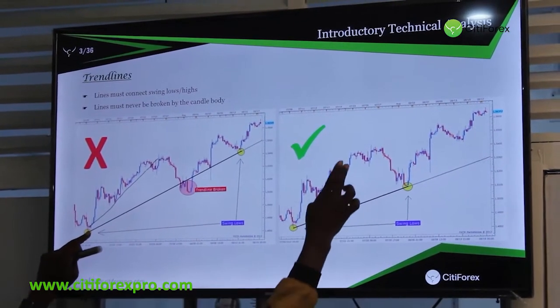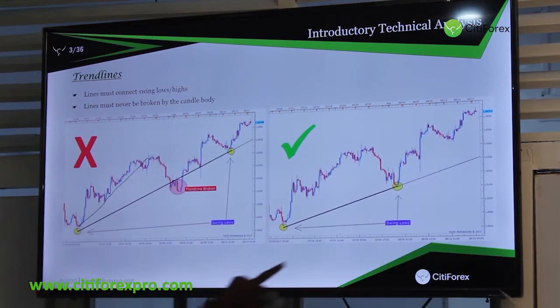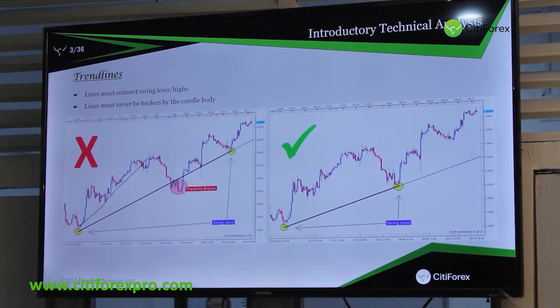So we remove this one, and then we draw this one. And you know what traders are doing now? They are waiting for the market to come back to touch that line, and then it offers an opportunity to buy.